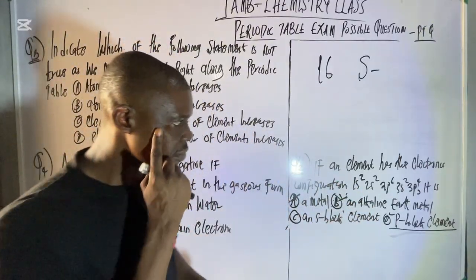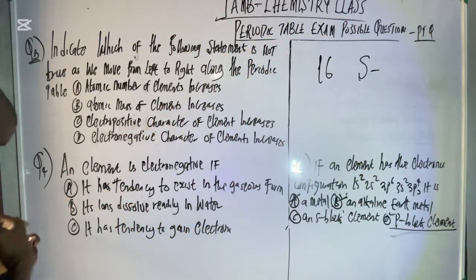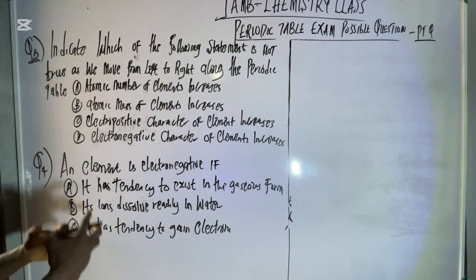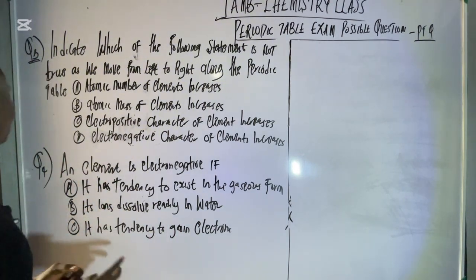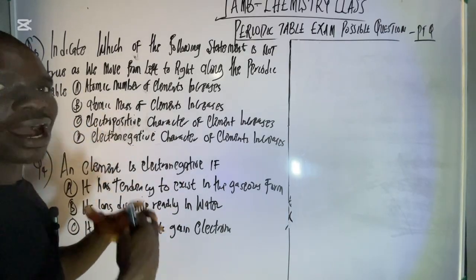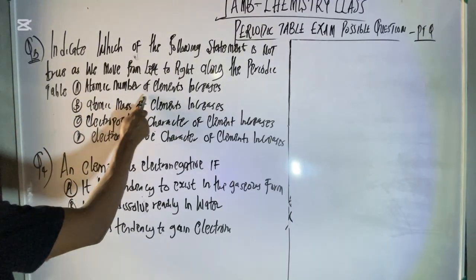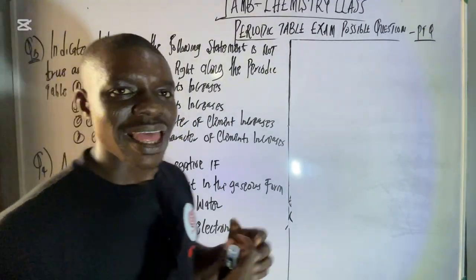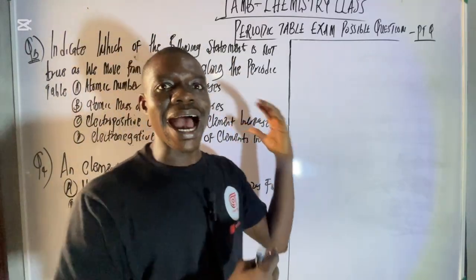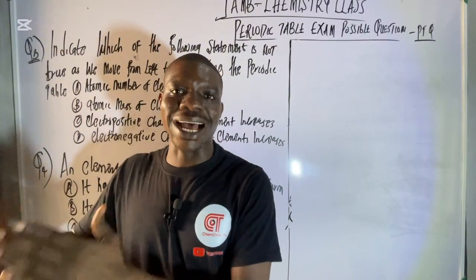Do you understand? So let's move to question 3. Indicate which of the following statements is not true as we move from left to right along the period, or across the period. Atomic number of the element increases. Of course, as we move from left to right across the period, the atomic number tends to increase. That is why hydrogen, helium, lithium, beryllium, boron, because there's an increase in atomic number.